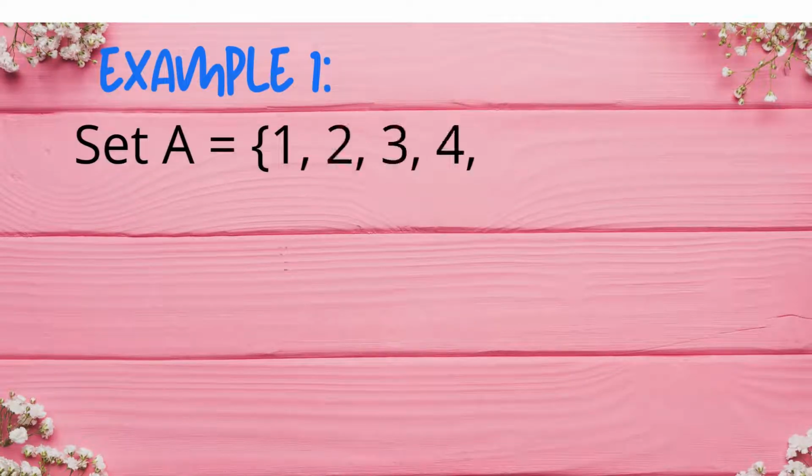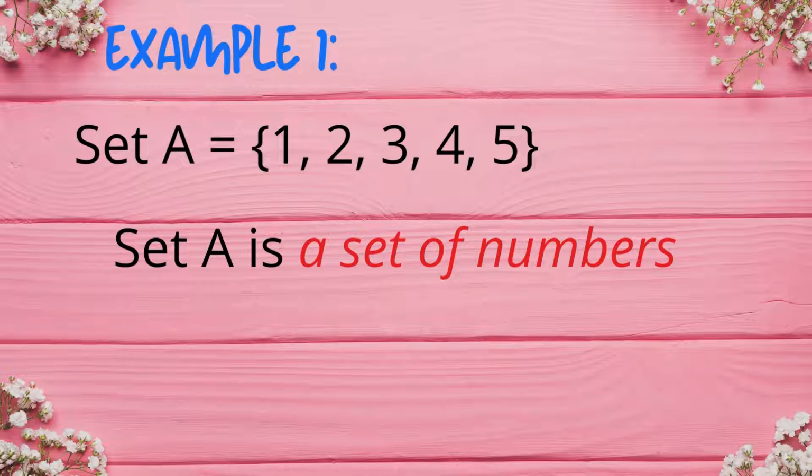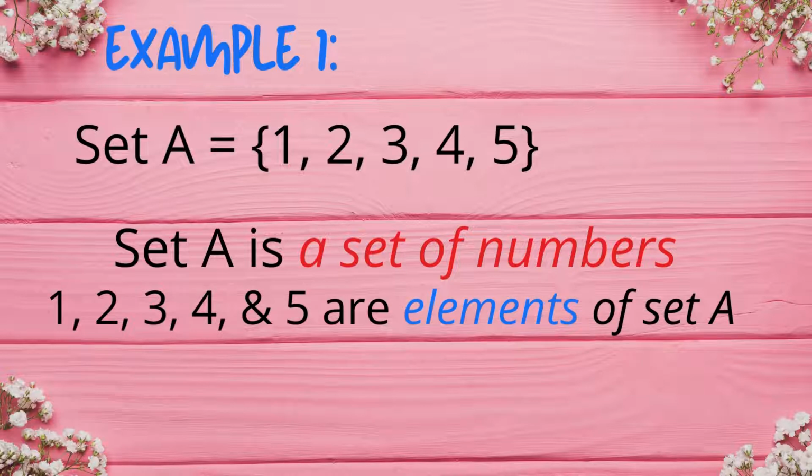example number 1. We have set A equals {1, 2, 3, 4, 5}. This can be read as set A is a set of numbers 1, 2, 3, 4, and 5, or a set of counting numbers from 1 to 5. That means set A is a set of numbers, and 1, 2, 3, 4, and 5 are the elements of set A.